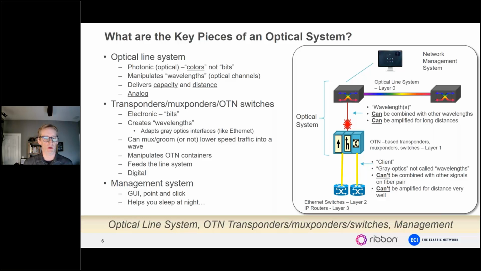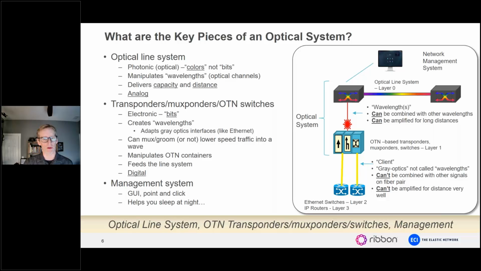They'll take in what's called a client over a gray optic interface at 1310 nanometers, and they will multiplex or groom or not, lower speed traffic into a wavelength, which is that red starburst on the high side of the blue area. And that wavelength then feeds the line system, and the transponders, muxponders, and OTN switches are not analog, thankfully. They are digital. And then finally, there's a management system that ties the whole thing together.